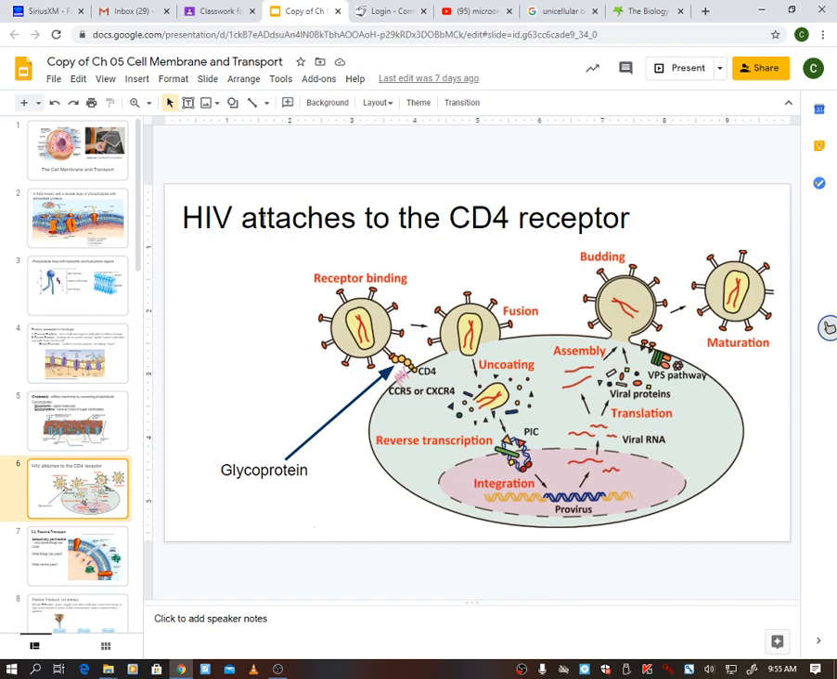All right, so here is HIV and how this works. HIV attaches to a receptor. It attaches to one of these receptors and kind of tricks our cell into letting it come in. So it attaches to the receptor right here. The cell thinks that it's something it should let into the cell, and it does that.